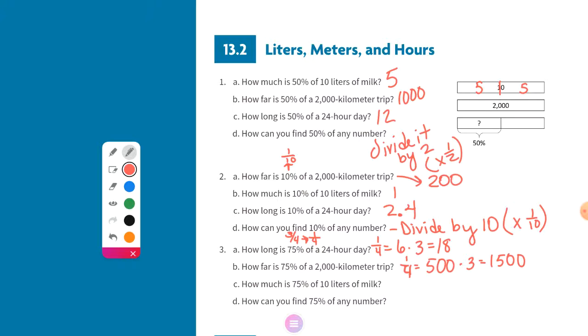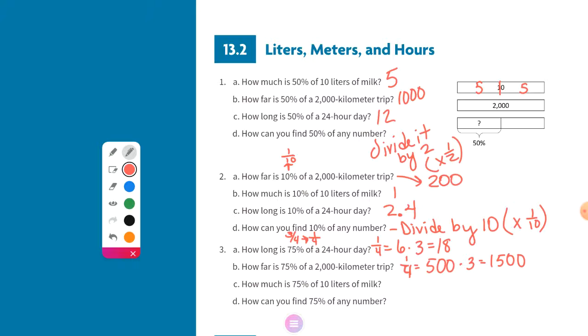So we're breaking it into a benchmark percentage. We're breaking it into a unit fraction. Remember those unit fractions that we've talked about? Because we can easily multiply by a unit fraction, we just divide by the denominator. And then we build it up.